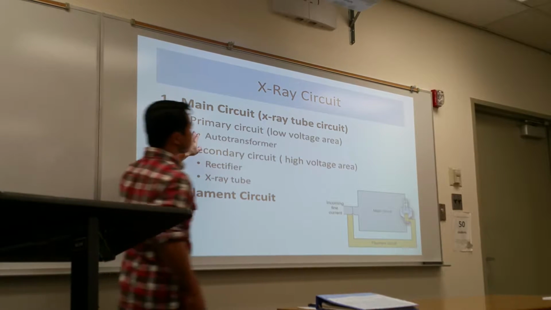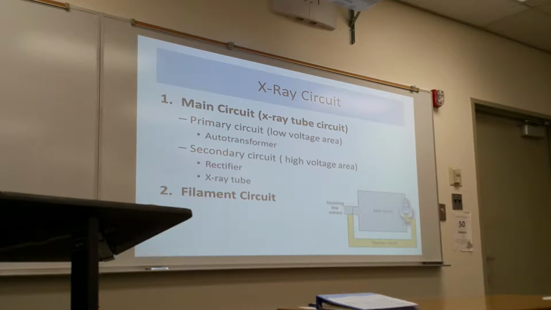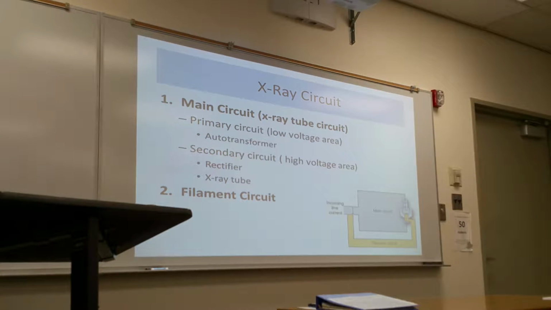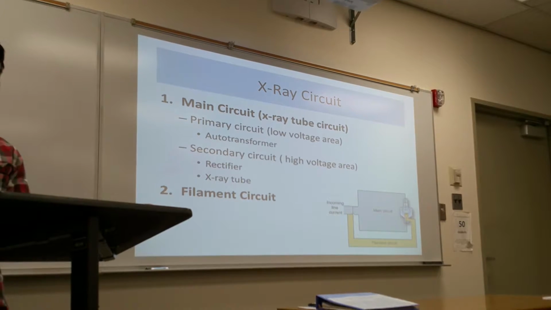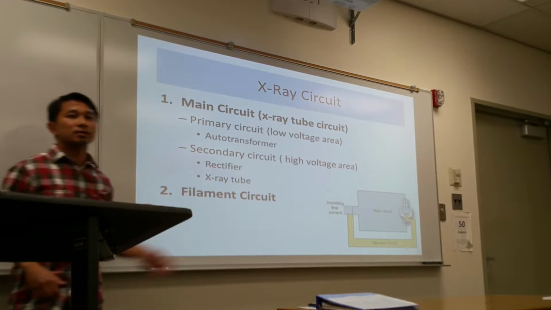The primary circuit is the side that has low voltage coming in. It begins with the autotransformer. The secondary circuit would be the area where there's high voltage, so it's a high voltage area. And within the secondary circuit, that's where you find the rectifier components, ending at the X-ray tube.